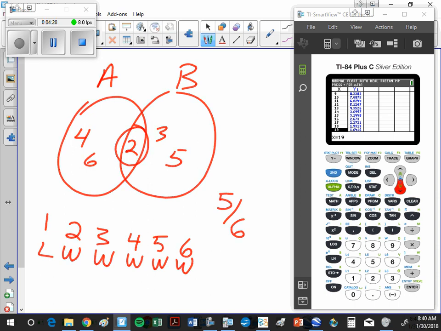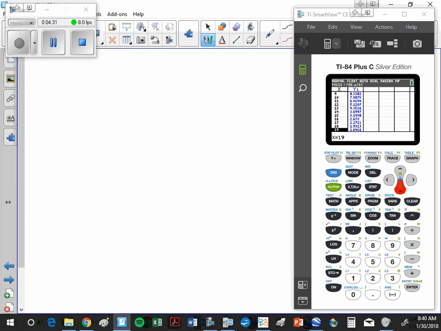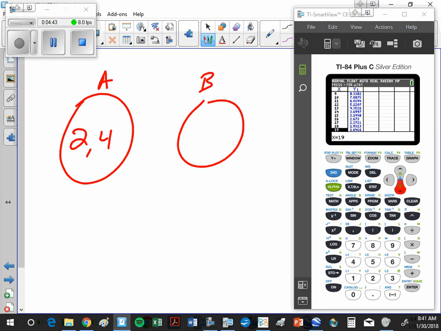Okay, so on exploration 1, letter B, A contains a 2 and a 4, and B contains an odd number, 1, 3, and 5. What is the probability? So now going down to exploration 2, what is the probability that A happens? 2 out of 6. There are 2 numbers in A, and there are 6 total. Okay. What's the probability of B? 3 out of 6. Okay.